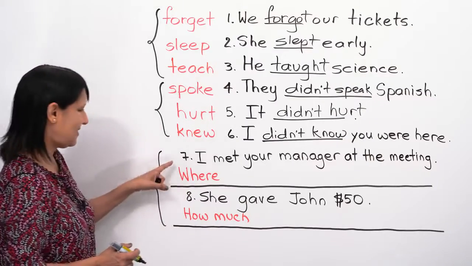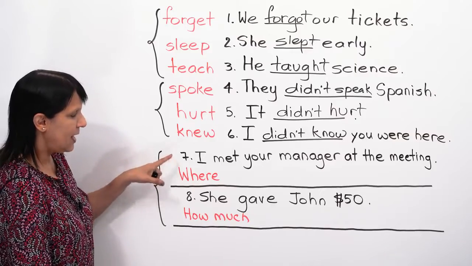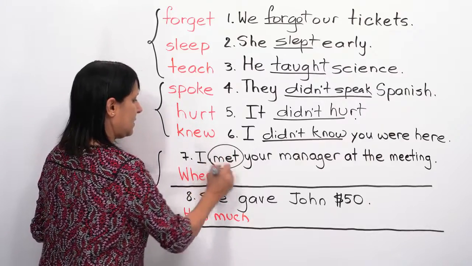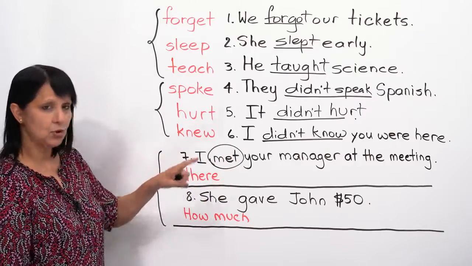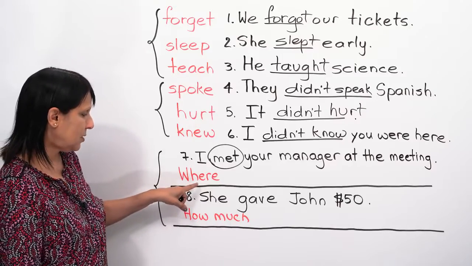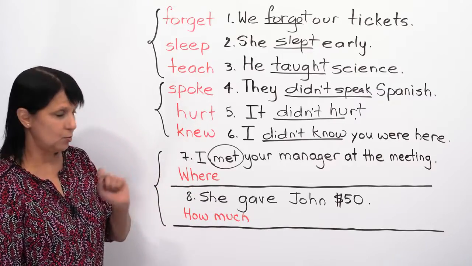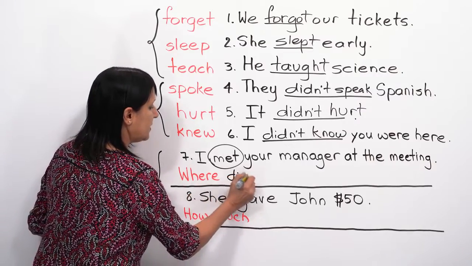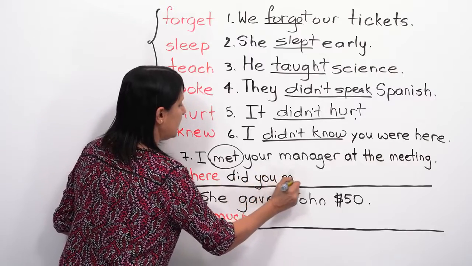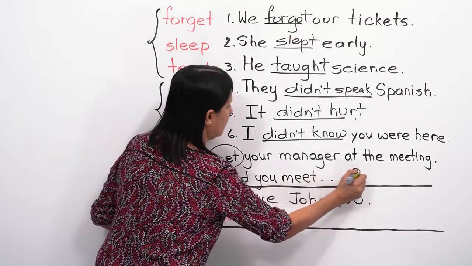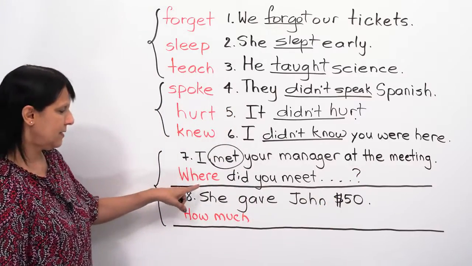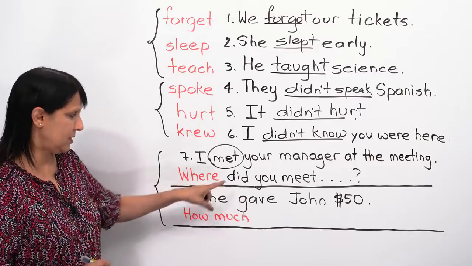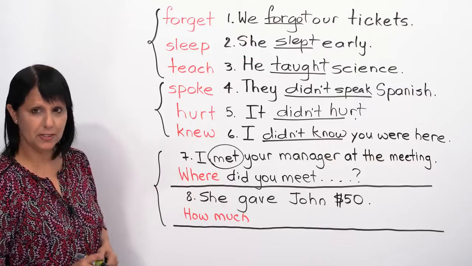All right? Next, we're going to make some questions. Number 7, I met your manager at the meeting. The past tense verb here is what? Met, right? I met your manager at the meeting. The question word we're using is where. So what do we say after that? Where did you meet my manager? Okay? Again, question word, but after that, we still have to keep the form for questions with did you meet? Where did you meet?